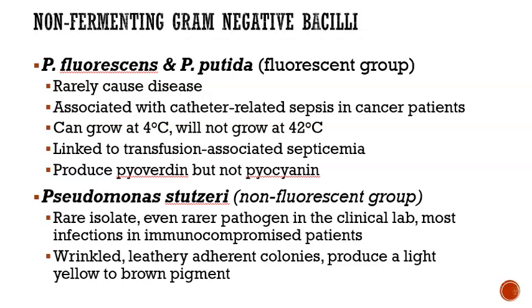Pseudomonas stutzeri, which is in the non-fluorescent group. This one is a rare isolate. It's an even rarer pathogen in the clinical lab. Most of the infections are in immunosuppressed individuals. The colonies on this one are kind of wrinkled and leathery looking. It produces a light yellow to brown pigment.